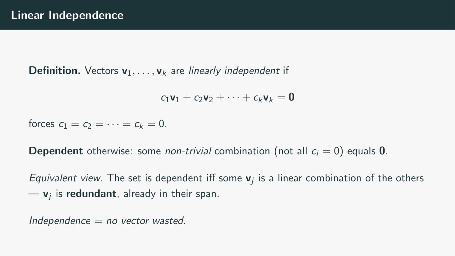Here is the intuition behind the formula. Dependence means one of the vectors is a combination of the others. It is redundant, already sitting in their span, adding no new direction. Independence means the opposite. No vector is wasted. Each one points somewhere the others cannot reach. The clean test is always the same. Does only the trivial, all zero combination give 0?